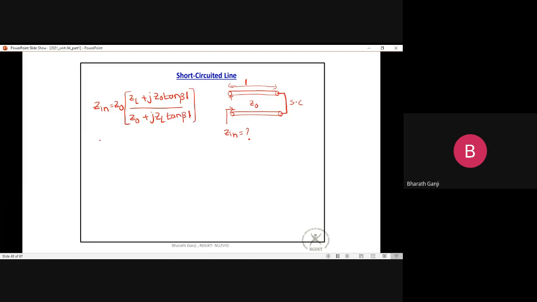Okay, so the formula. In this case, because it's a short circuited line, ZL is equal to zero. If I substitute ZL as zero, this term becomes zero and this term becomes zero. What happens? You simply get JZ naught tan beta L.